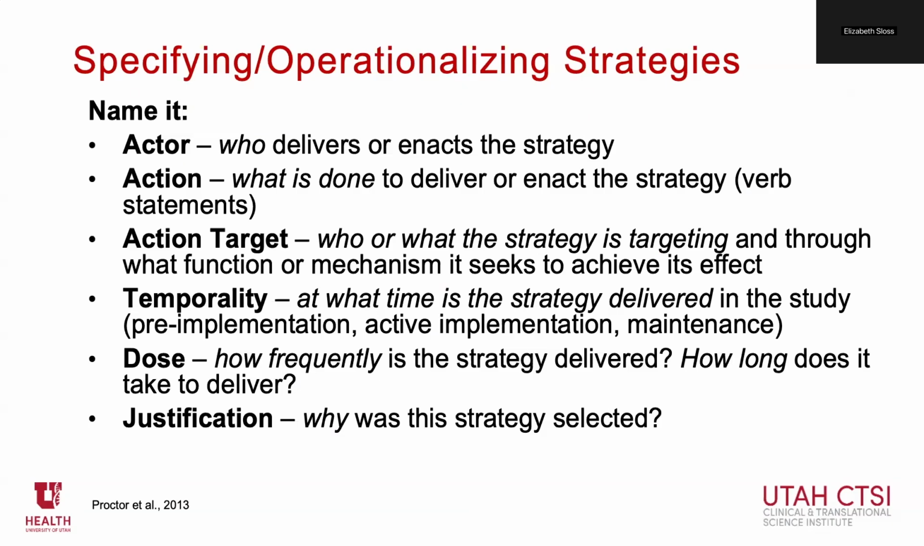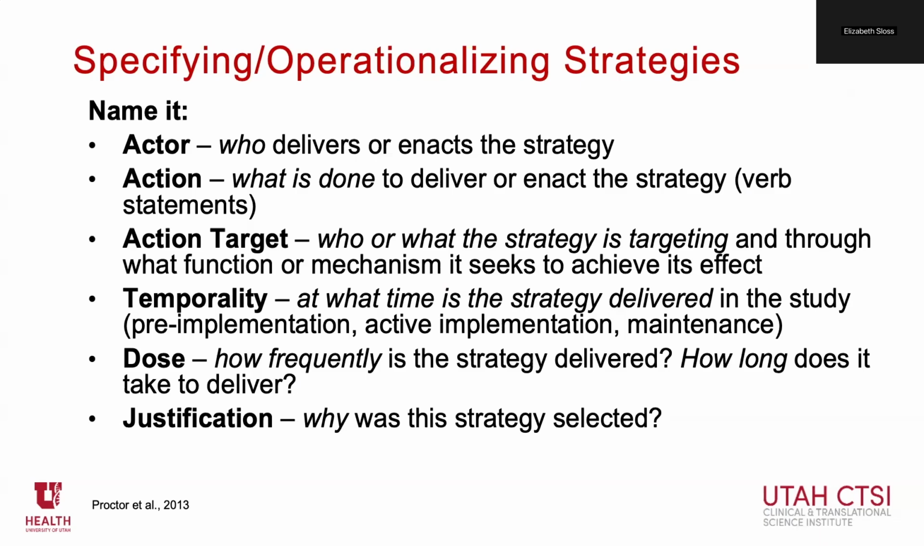And this has a ton of implications. If we don't know exactly who's delivering something, at what dose, what's the mechanism it's supposed to work through, and all these things, we cannot replicate this. We don't have any transparency in implementation science, and it just leads to a lot of problems. And we're not really taken seriously as a science if we can't understand exactly through what mechanism and chain of action these things are happening. So this is really important.